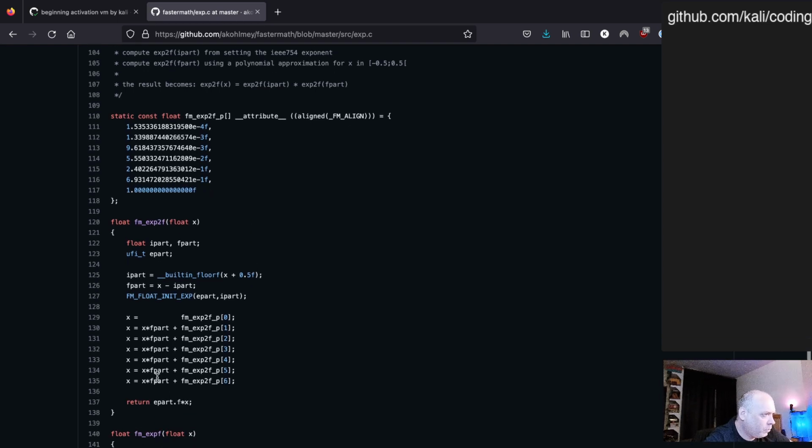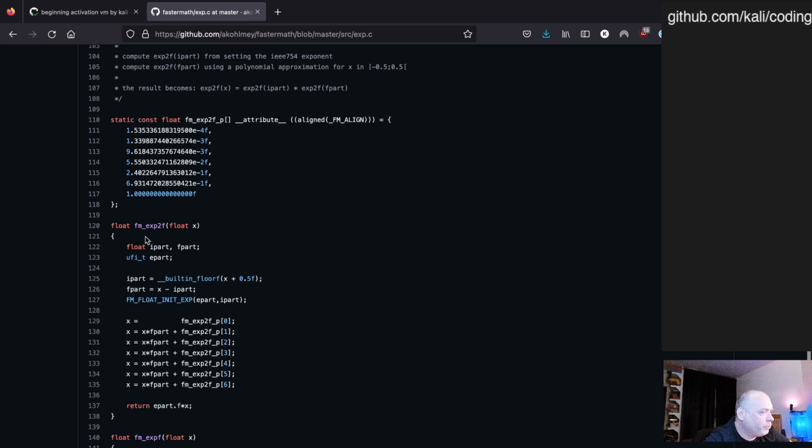So we have more of these Horner polynomial form here. And so to compute exponential of f, base 2 exponential, well, basically that's it. 1, 2, 3 intermediary variables plus x. And it looks like they manage it. And I'm not even sure that E part is actually needed. So built-in floor.